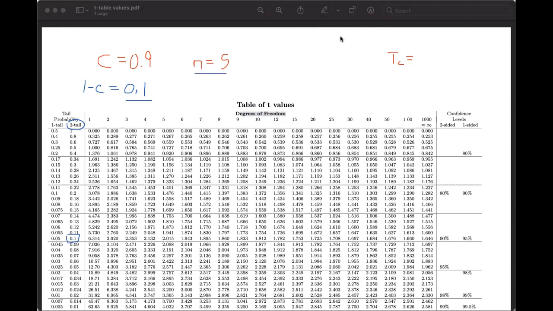Now we come over here to our sample size and find the degrees of freedom. The degrees of freedom is always n minus 1. So in this case, our degrees of freedom is 5 minus 1, meaning degrees of freedom is 4. So go to the 4 column and see where it intersects. Right there, that's the T critical value, 2.132. Let me write that down. That's the value we need. That's our T critical value.